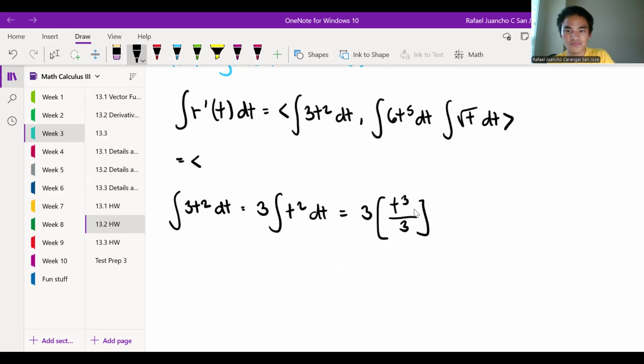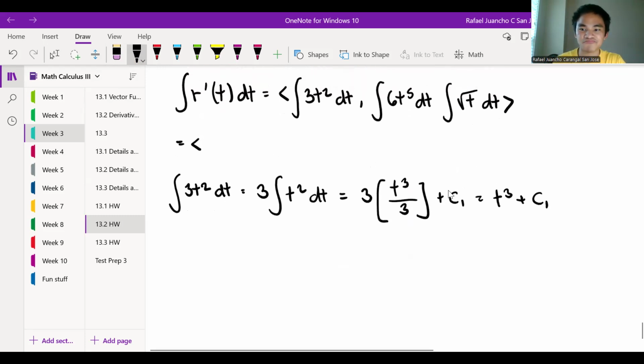Here we get some constant, right? Then here we have t cubed plus some constant. I put sub 1 because there's also going to be some constants in the other derivatives, so I'm going to consider that. The reason why there's a constant is we want to consider that general case. We want to make it as general as possible because when we take the derivative of a constant, it's always 0. So we just added that constant to make it more general.